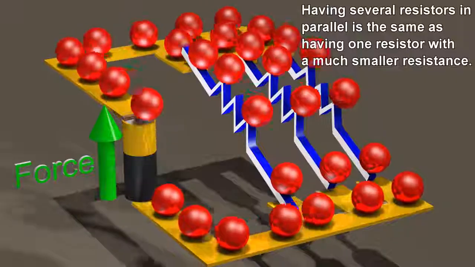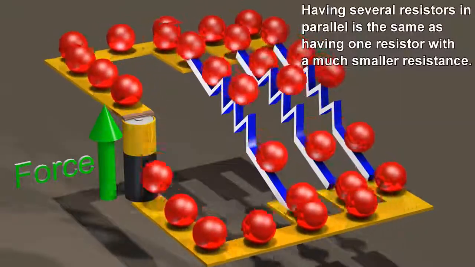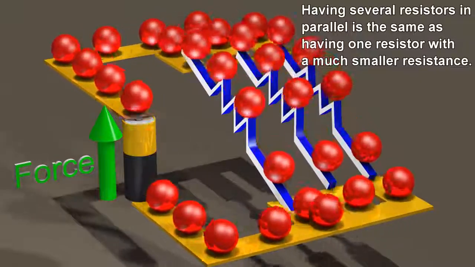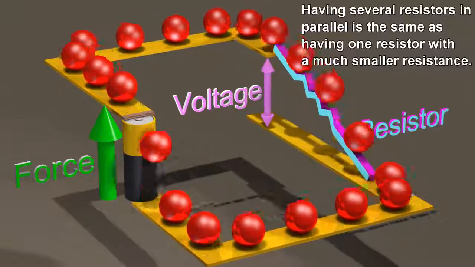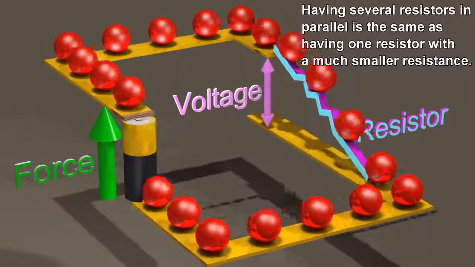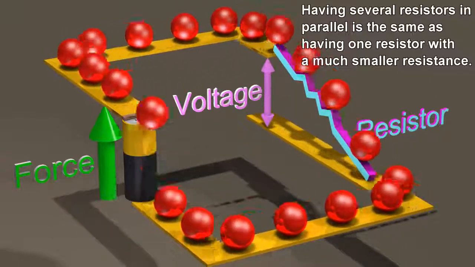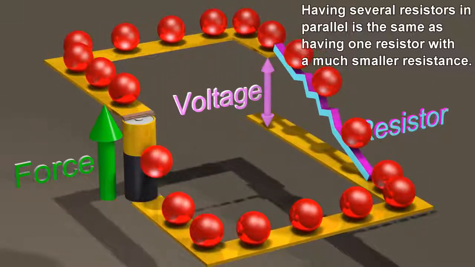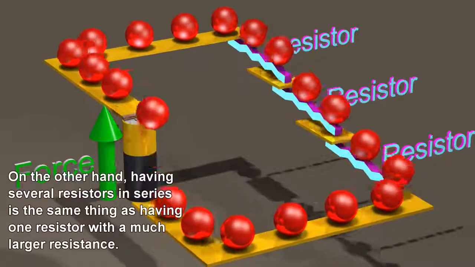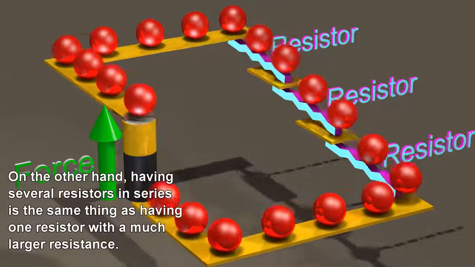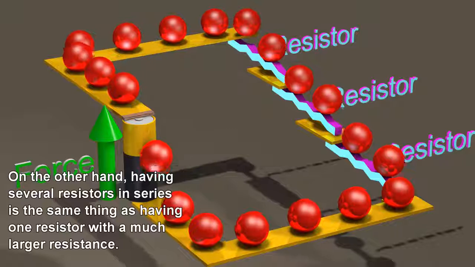Having several resistors in parallel is the same as having one resistor with a much smaller resistance. On the other hand, having several resistors in series is the same thing as having one resistor with a much larger resistance.